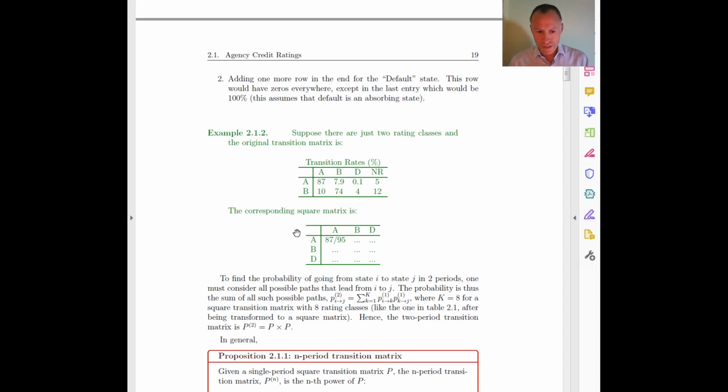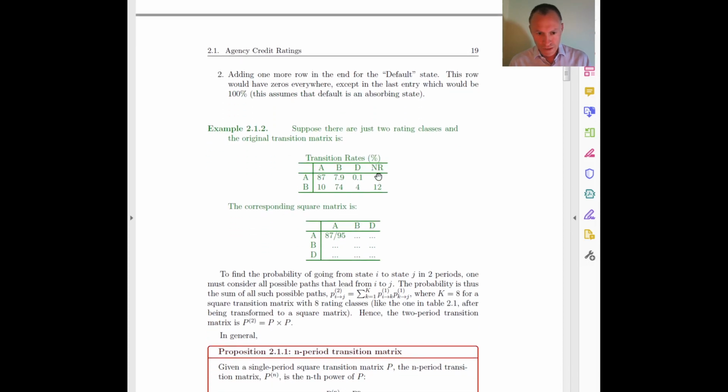We standardize the matrix to make it square like this. We get rid of this column, and we add another row here. So for example, the transition from A to A at the end of 1 year becomes 87 divided by the sum of these three numbers, 87 plus 7.9 plus 0.1, which is 95. The transition from A to B would be 7.9 divided by 95, and so on.